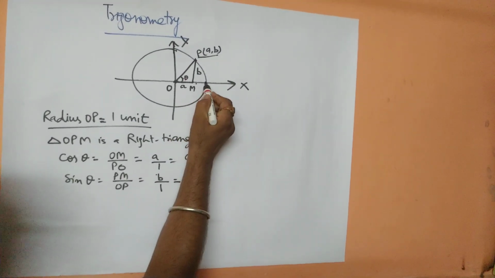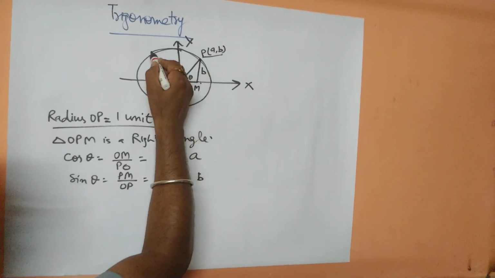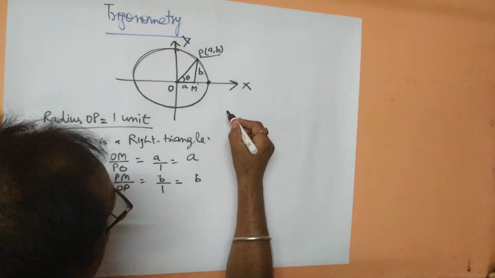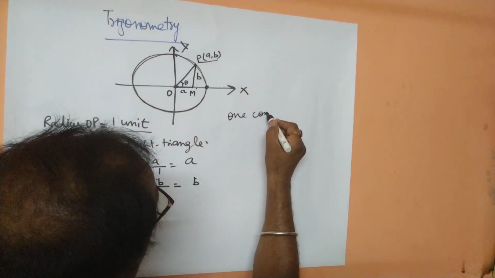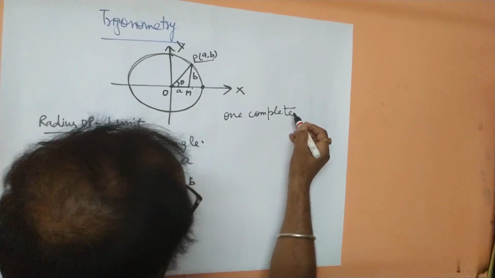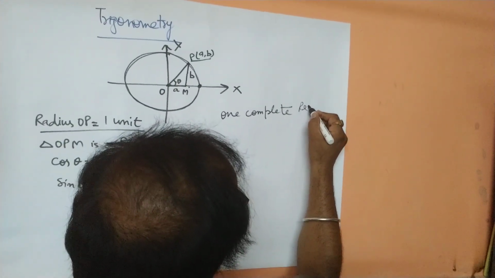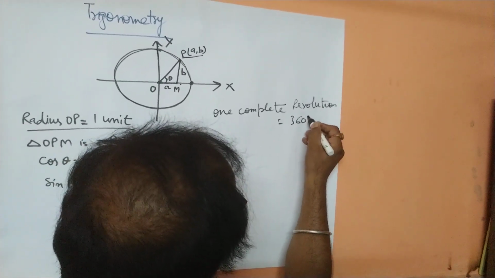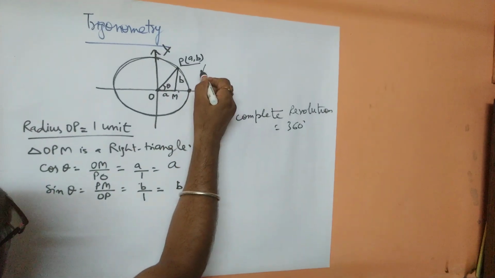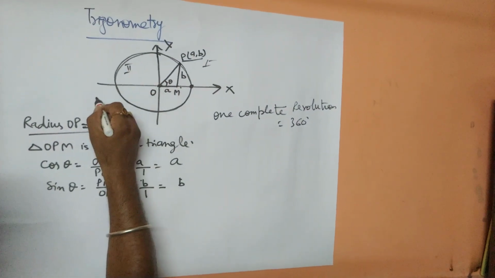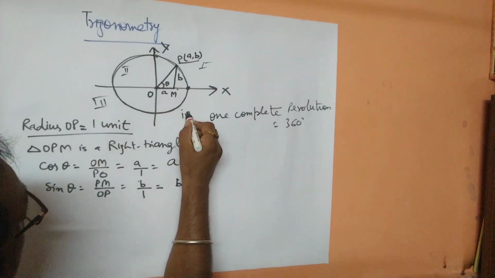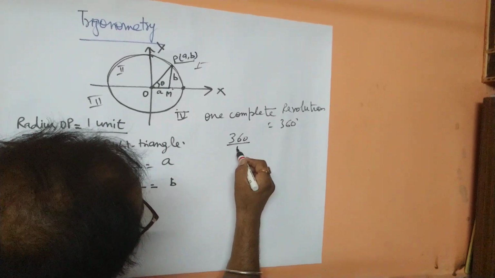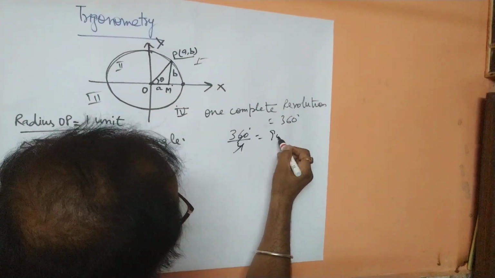Let us take that this is the complete revolution. I told you in the last lecture that one complete revolution is equal to 360 degrees, and we have 4 quadrants: first quadrant, second quadrant, third quadrant, fourth quadrant. So each quadrant contains an angle of 360 degrees by 4, that is equal to 90 degrees.